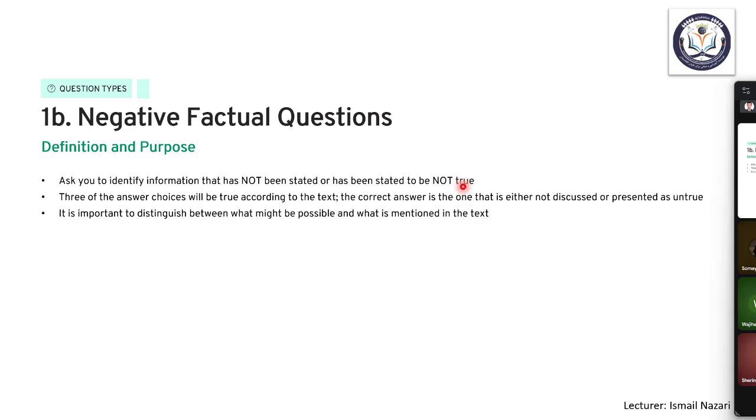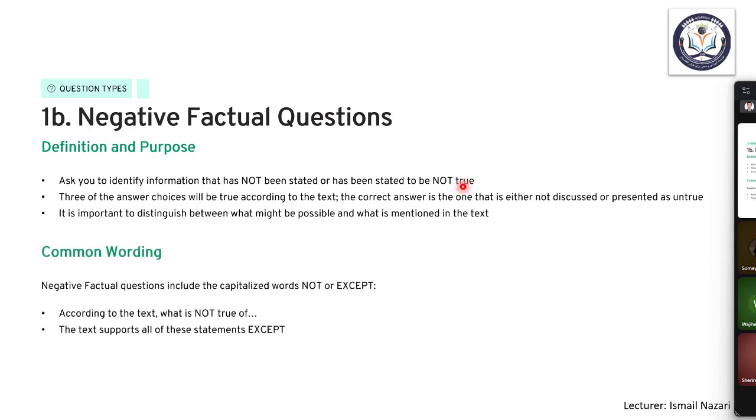The reason we have the negative factual question is to check our understanding of the stated information inside the text, and the unrelated information, or the information which is not mentioned in the text. The idea, the information which is mentioned, and the information which is not mentioned. It is testing our ability on this specific point. We should be able to distinguish the two points.